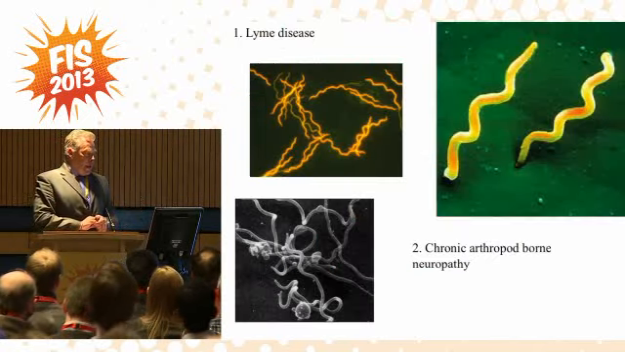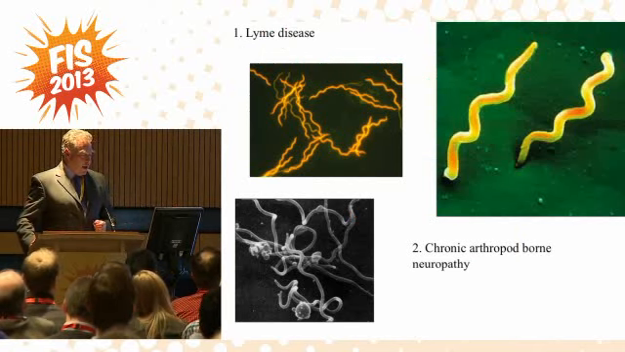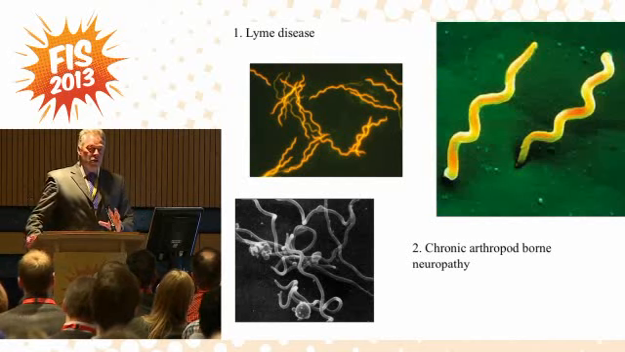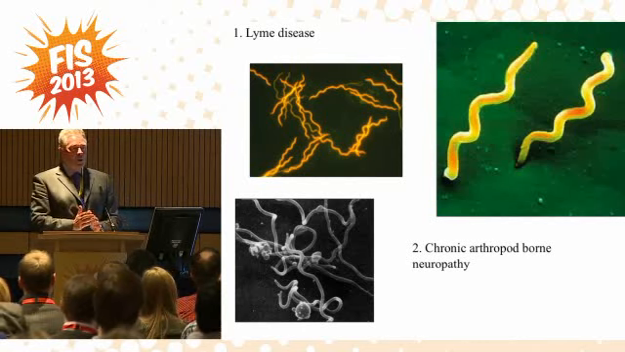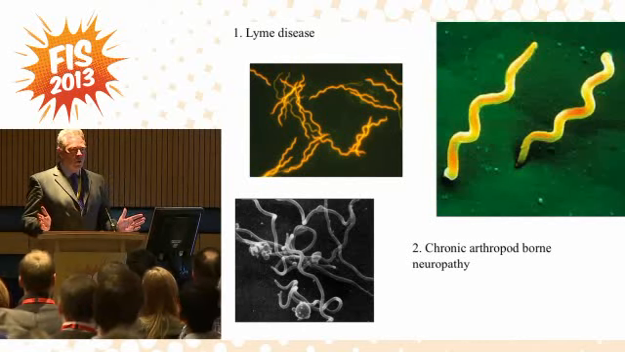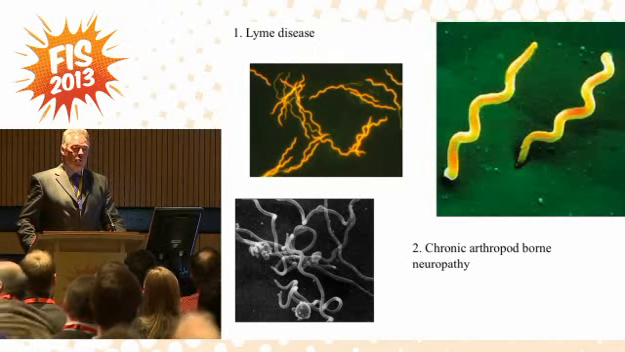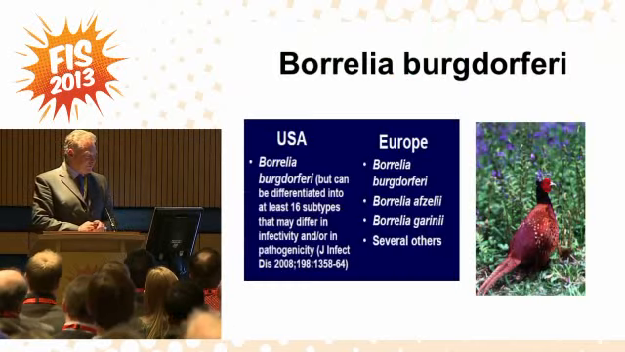So there are these two syndromes: Lyme disease transmitted by Borrelia burgdorferi, and the chronic illness. I'm trying to develop a new name for it, because it is a totally different disease from true Lyme disease. I think we should call it chronic arthropod-borne neuropathy, and I'll come on to develop that theme as we go through the talk.